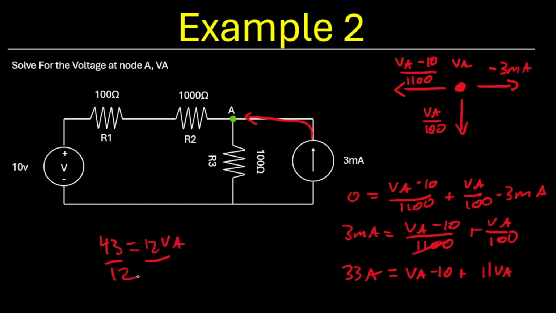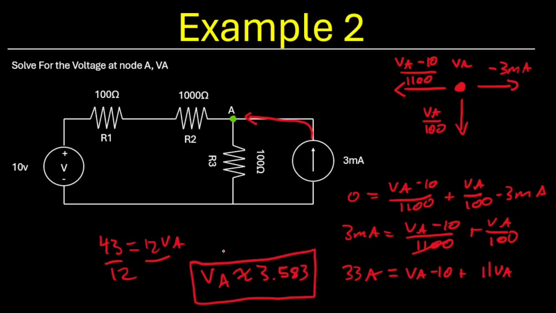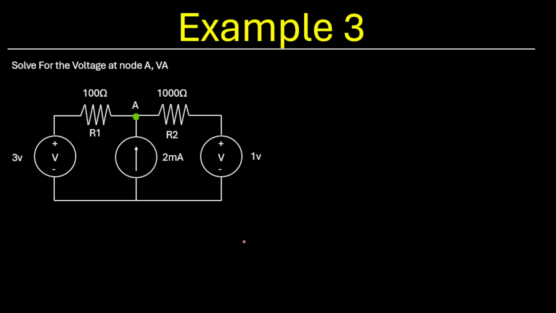Divide both sides by 12, and we get VA is approximately 3.583. Again, you can plug this into your nodal equation. You'll see that the math does work out. It's just a good way to verify that you are getting the correct answer if you're in like an exam situation.